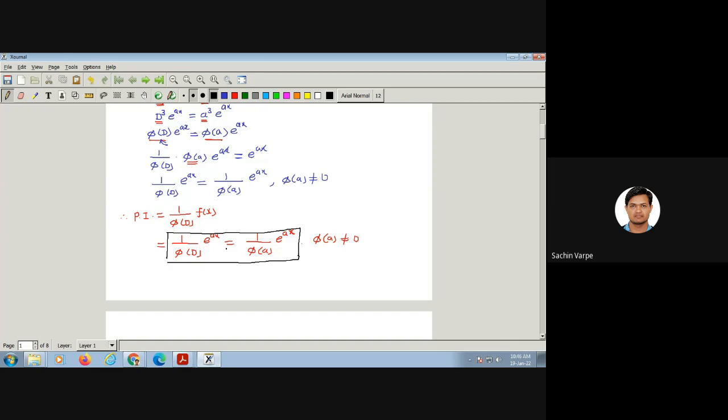So what does it mean? It means that in phi of d, to get the particular integral, we will replace this d by the coefficient of x in the exponential function. We will replace it with a. Clear to everyone? So here the main theme is to replace that d by a.